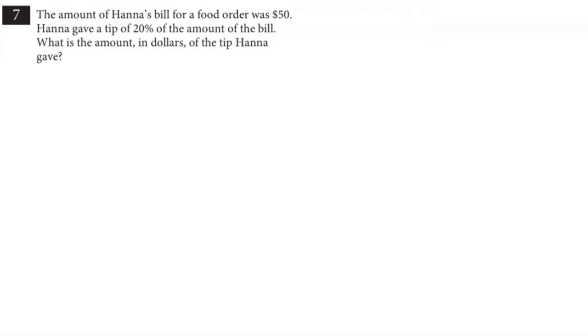Question 7. The amount of Hannah's bill for a food order was $50. Hannah gave a tip of 20% of the amount of the bill. What is the amount in dollars of the tip Hannah gave? So just get 20% of 50. So that's going to be 0.2 of 50. That's going to be $10.